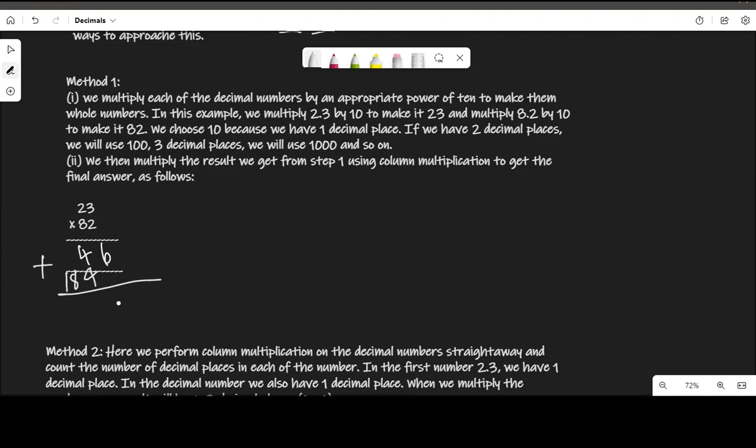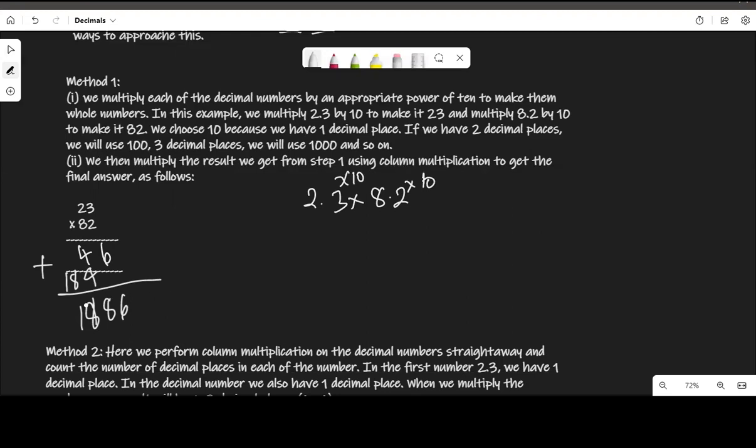Bring the 6 down here, that is 6. And 4 plus 4 is 8. 8 again. 1886, if my multiplication is correct. And this is a whole number. Remember, the number we're trying to get is 2.3 multiplied by 8.2. And we converted each of these decimal numbers to whole numbers by multiplying by 10.